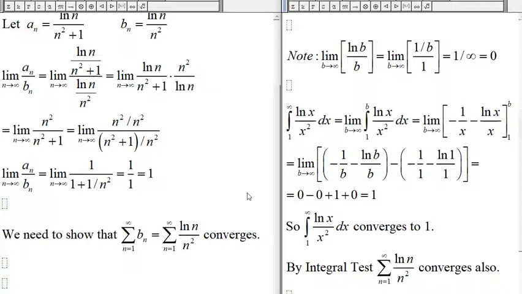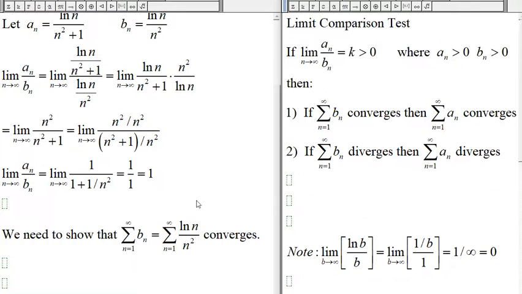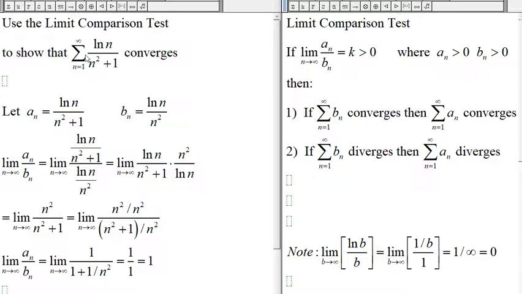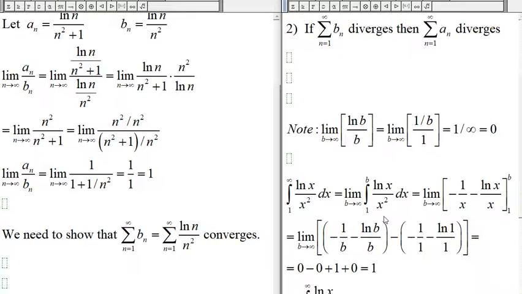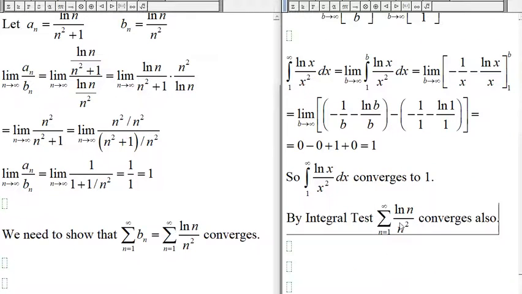And so now back to our problem. Originally, we want to show that the series a sub n, which is ln n divided by n squared plus 1, converges. And so first we have to show that the limit of a sub n divided by b sub n is equal to some positive number. And we have shown that it's equal to 1. And then next, we need to show that the series b sub n, which is the series ln n divided by n squared, converges. And we have shown, using the integral test, that the series ln n divided by n squared converges.